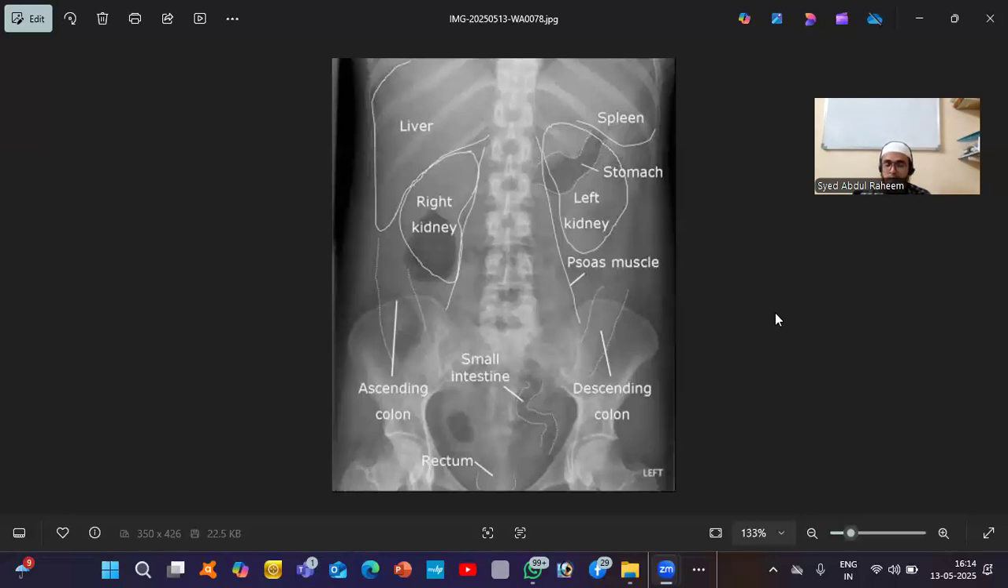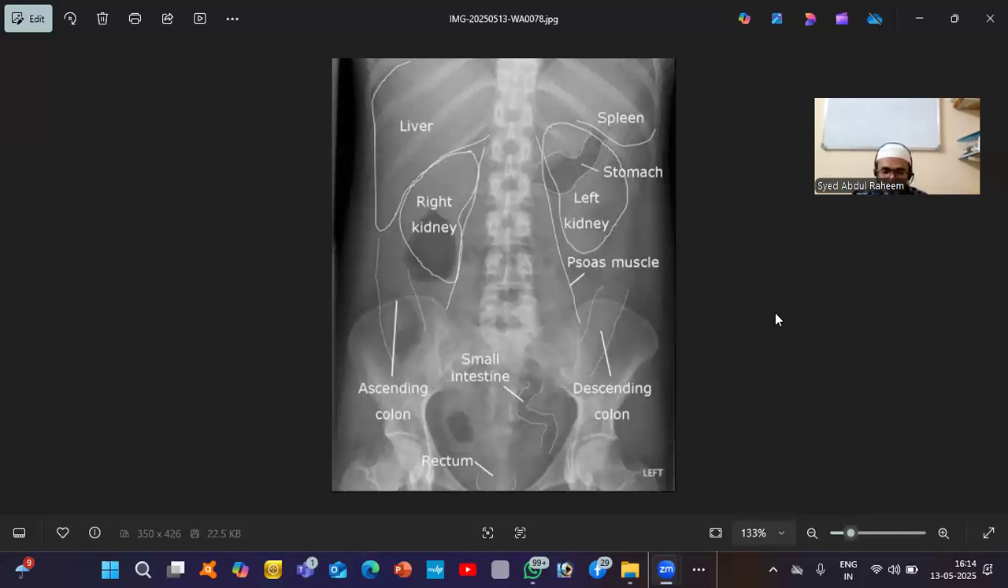In MRI we have plain MRI and MRI enterography again, and you have ultrasonography, endoscopy, and virtual colonoscopy. So these are the imaging modalities we discussed yesterday.